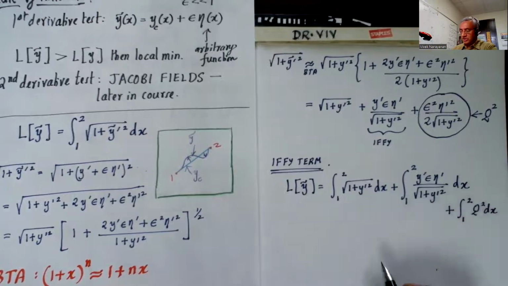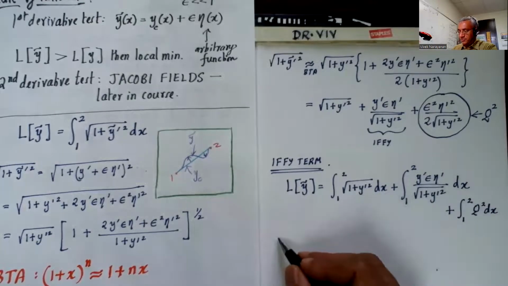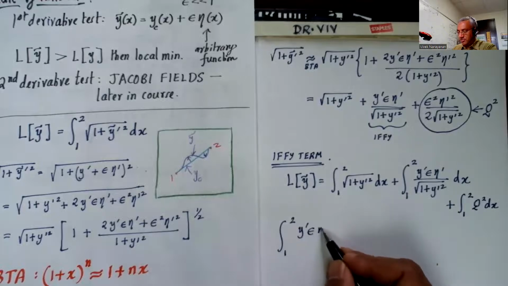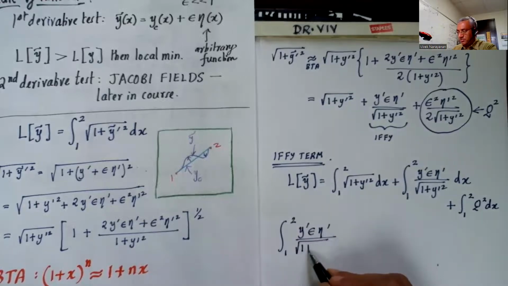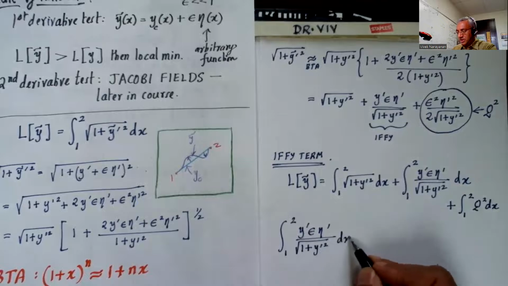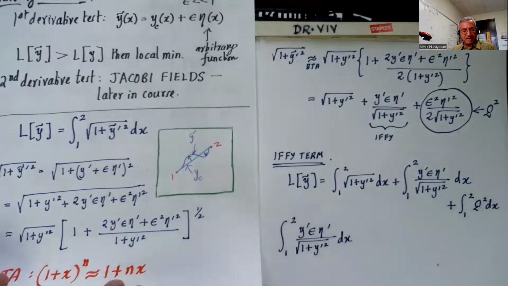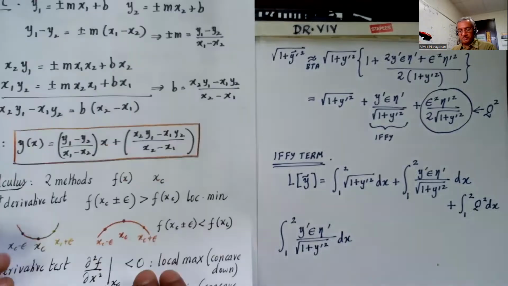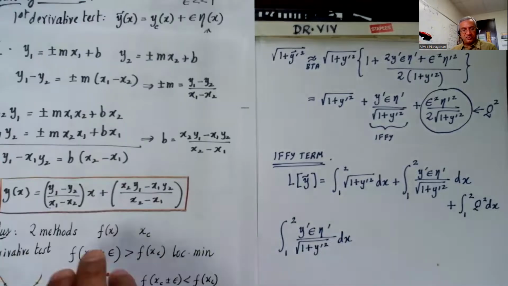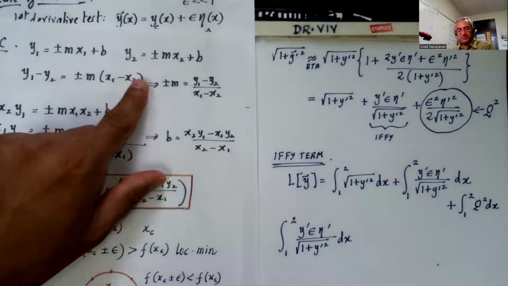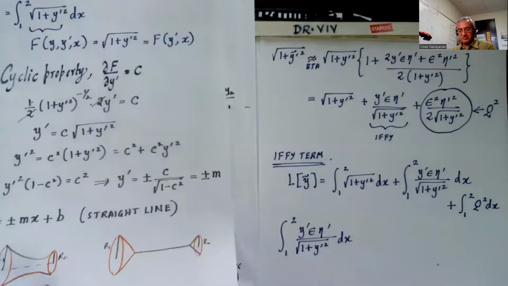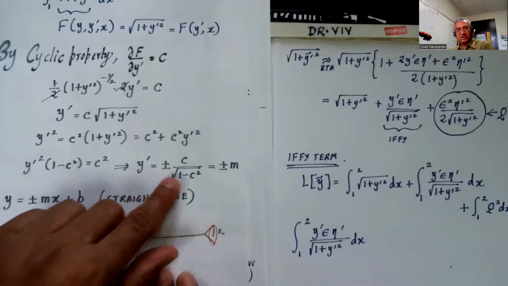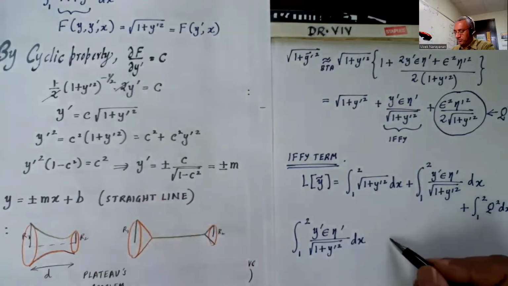But what about this? So let's evaluate the iffy term. So the iffy term is integral 1 to 2 y prime epsilon eta prime over the square root of 1 plus y prime squared dx. But this y prime is the critical value. So we are looking at the critical curve, that critical curve there, which is the same as the critical curve here. So y prime is just plus or minus m. It's right there. Y prime is plus or minus m. So let's use those things.